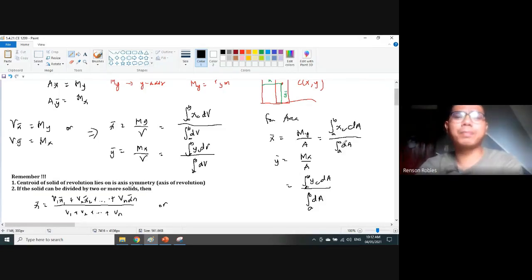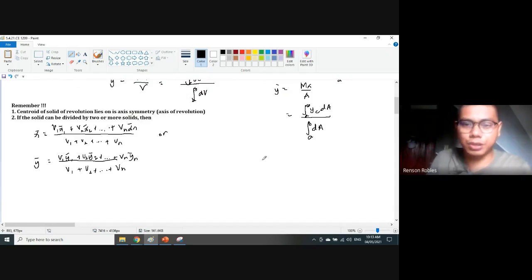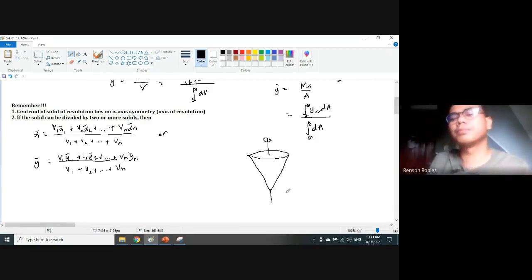Okay? And then, let's move a little forward. We will apply the same principle when we're looking for the centroid of the volume of the solid of revolution. Say you have this kind of solid. I'll just refer to a cone. And this is the axis of revolution. So you would know that, again, the axis of revolution is the axis of symmetry.